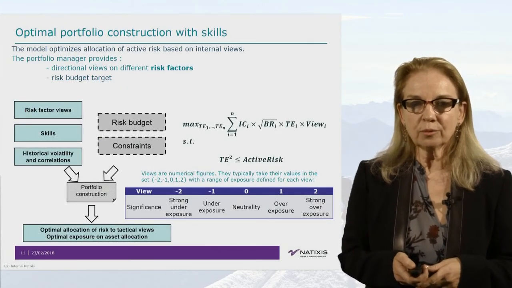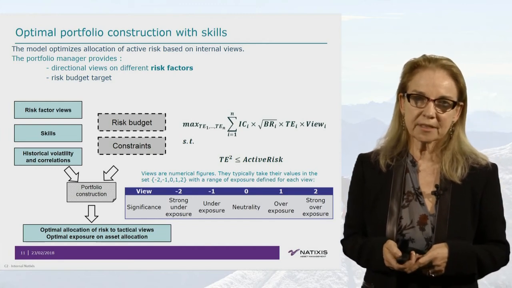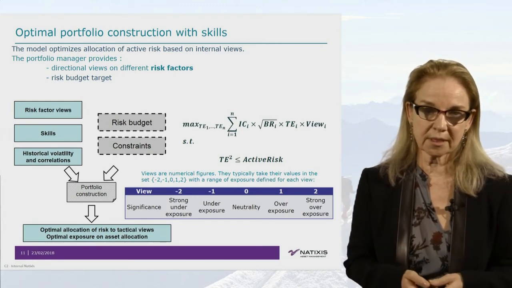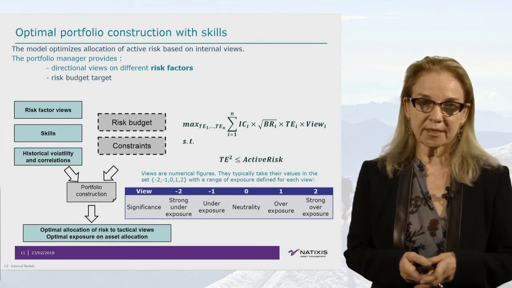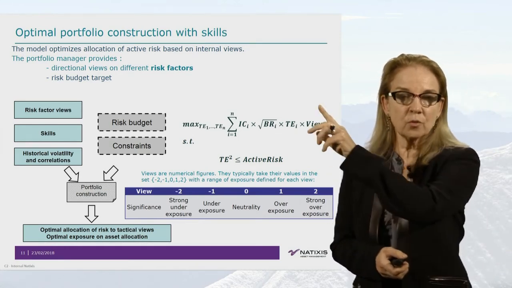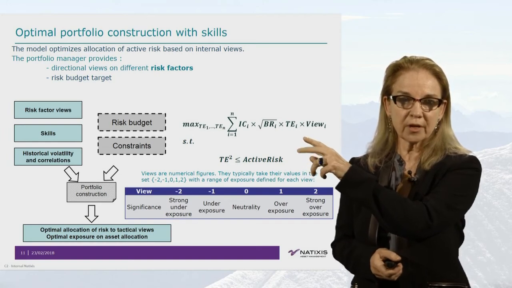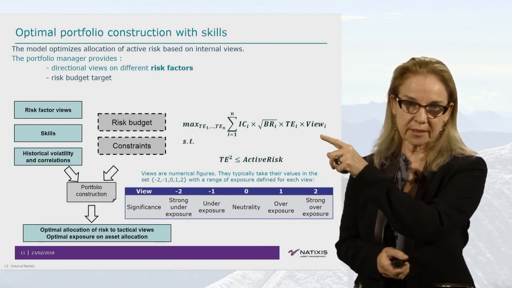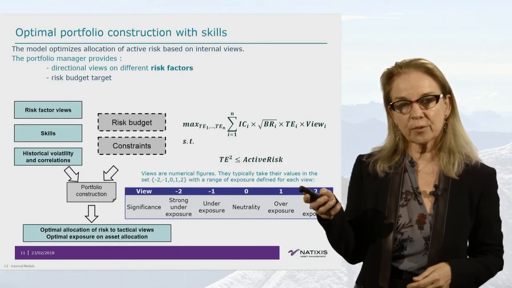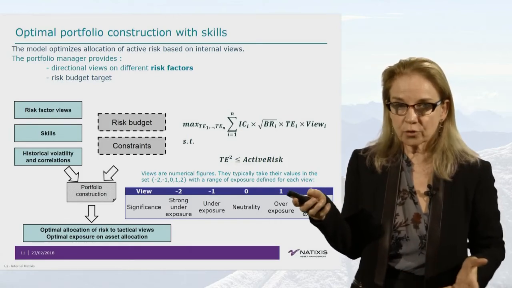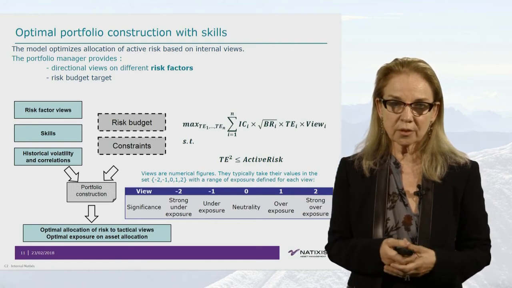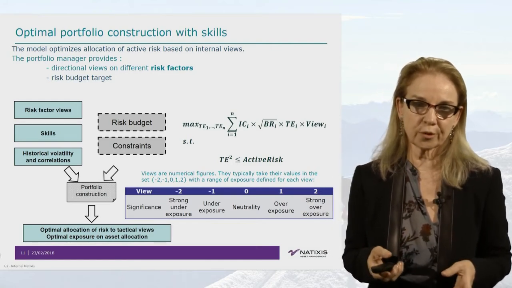So what do we do in the end? In the end, we have these optimal portfolio constructions with the views and with the skills. As you can see, you have the risk factor views, the skills of the portfolio managers, and also the historical volatilities and correlations. On the other side, you have the risk budget that you choose, and the constraints of the investor. And so the portfolio construction takes all this into account.